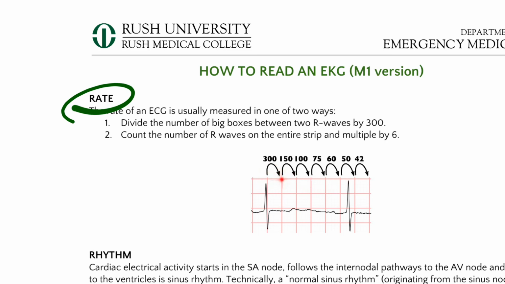So 300 divided by 1 is 300. 300 divided by 2 is 150. By 3 is 100. By 4 is 75, etc. And so if you do that, then you can just count off 300, 150, 100, 75, 60, 50. Okay, so it's probably somewhere in this one between 60 and 50, and it looks like it's closer to 50, so maybe I'd say it's 54 beats per minute.